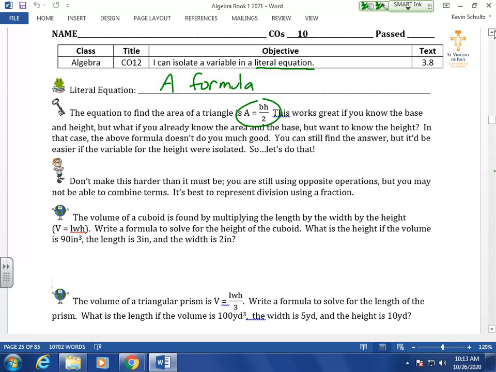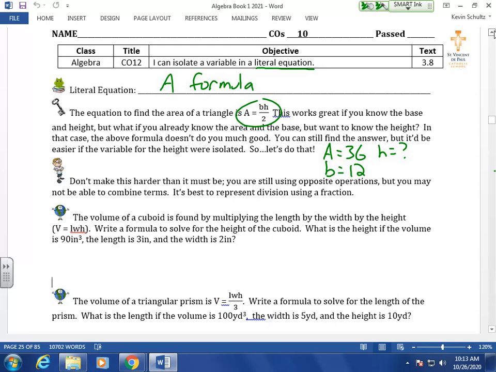So if I know the area of a triangle is 36, and I know that the base of that triangle is 12, and I want to solve for the height. Okay. This would be an example of using that literal equation and isolating a different variable to get the information that we want.